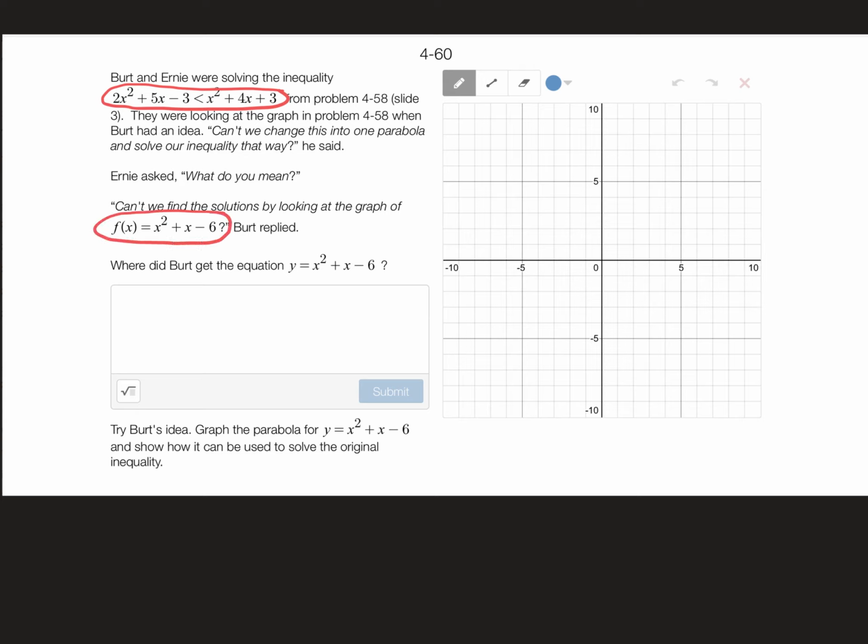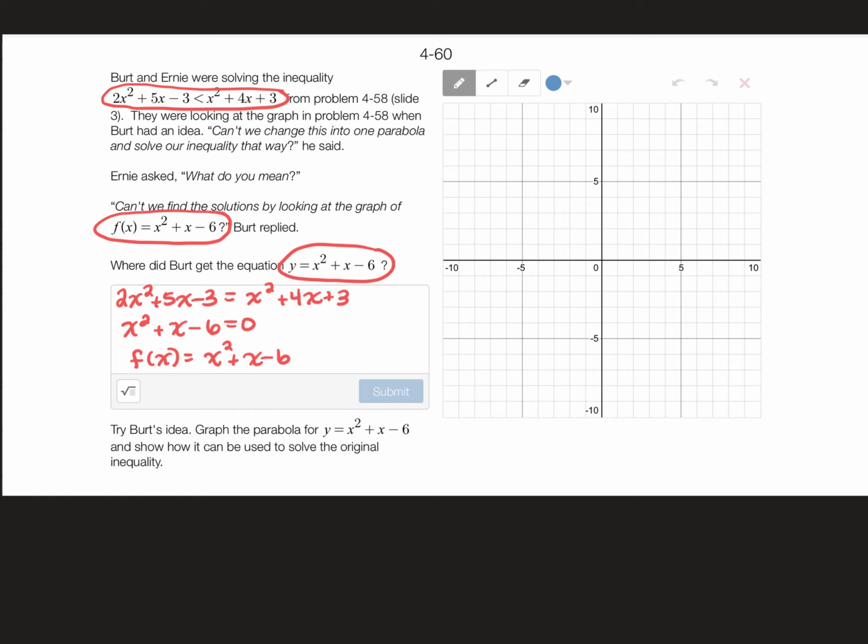Now, what did he do to get this equation? And hopefully you were able to decide that he took that 2x squared plus 5x minus 3. We said, okay, let's make that equal to x squared plus 4x plus 3. And then he just got everything on one side. So subtracted x squared from both sides, subtracted 4x from both sides, and subtracted 3 from both sides. And we get that function. Now he just calls that f of x, or y, equals x squared plus x minus 6.